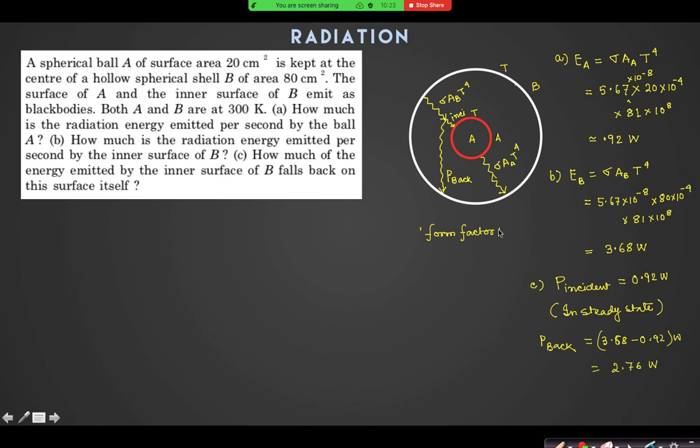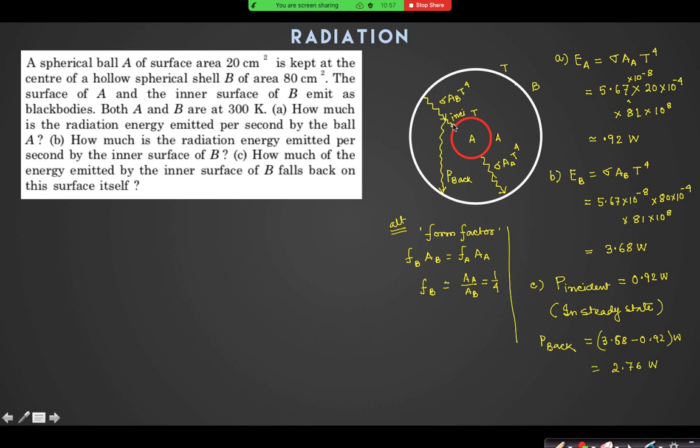Alternately, if you want to do it by form factor, then I know that form factor of B into area of B is equal to form factor of A into area of A. Now what is form factor of A? Form factor of A is 1. So form factor of B is equal to area of A by area of B, and that is 1 by 4.